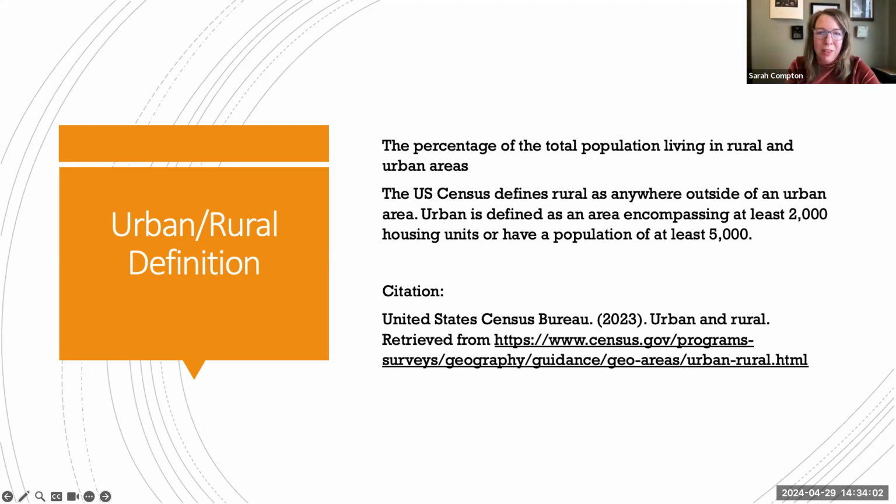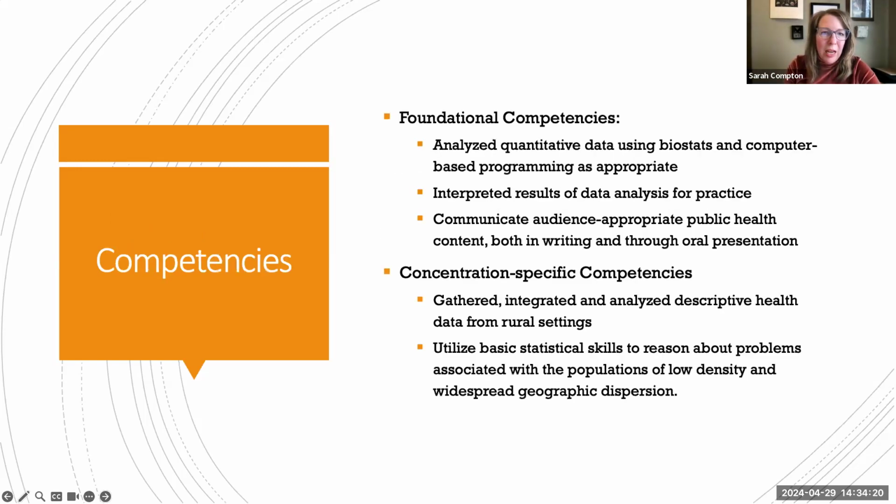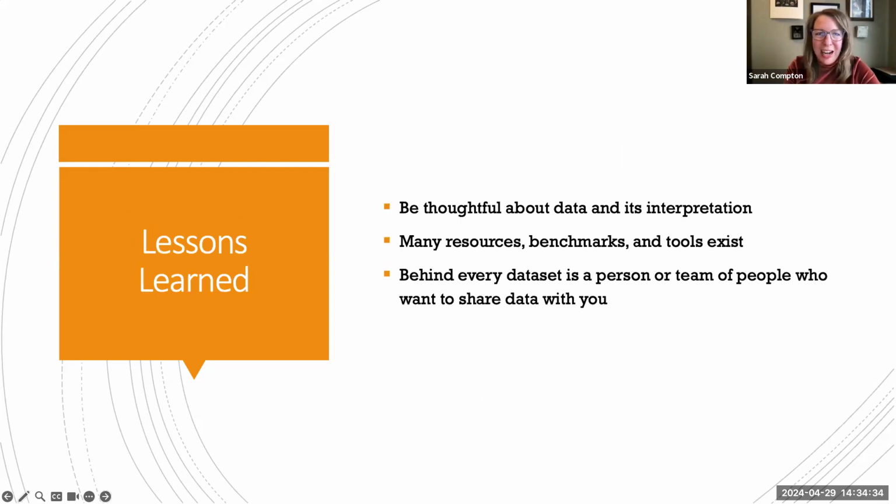One of the things we found out is that there are lots of different definitions of urban and rural, even within different federal agencies. So looking at the data and matching it to the appropriate definition to create consistency throughout the report was really important. Here is the list of competencies that I addressed in this work. I'll let you read through those. In the interest of time, I want to move along to some lessons learned.